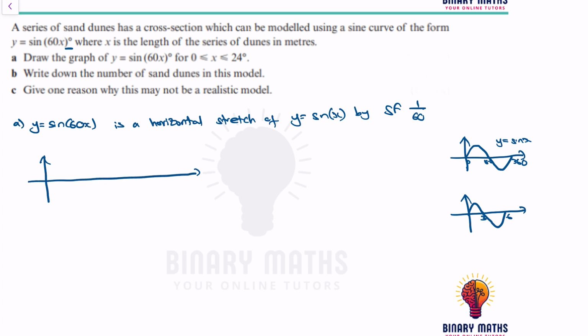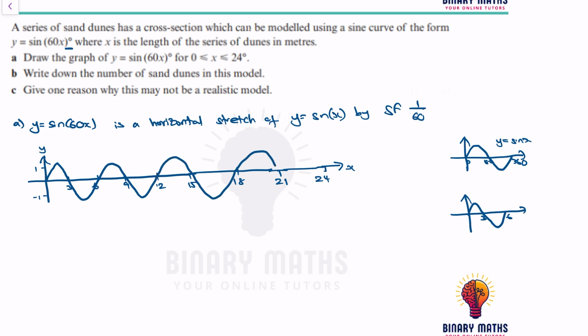So if I draw from 3, it is 3, 6, 9, 12, 15. Oops, it needs to be longer. 18, 21, and 24, where this is x and this is y. And maximum is 1 and minimum is -1. Then it starts from 0, goes through 3, goes back up at 6, and so on. Sorry, it's a bit of a stretch, but you know what I mean. They're all maximum at 1.